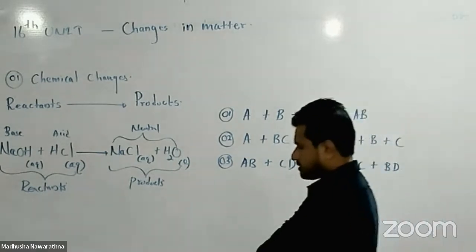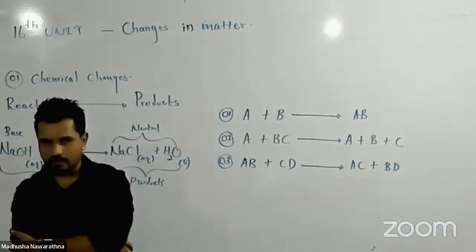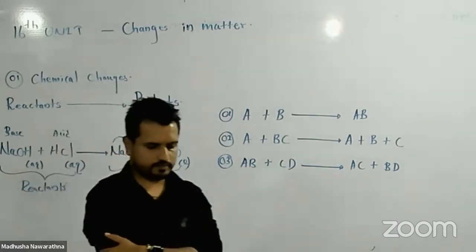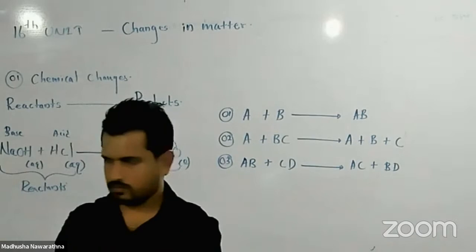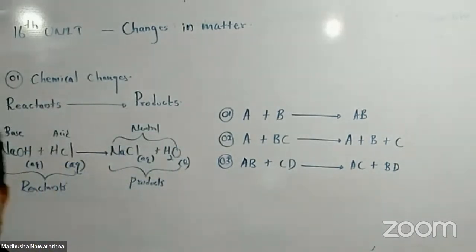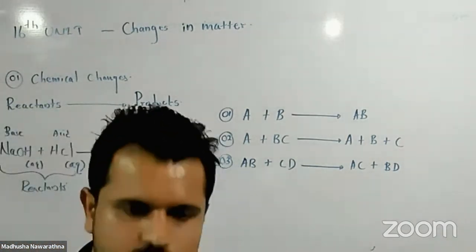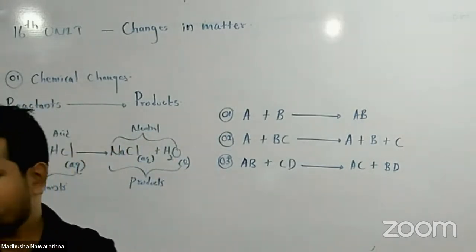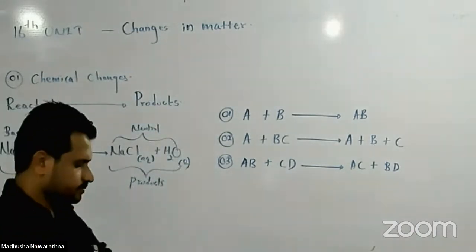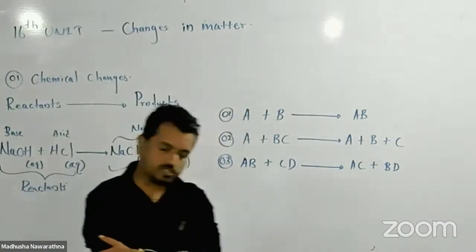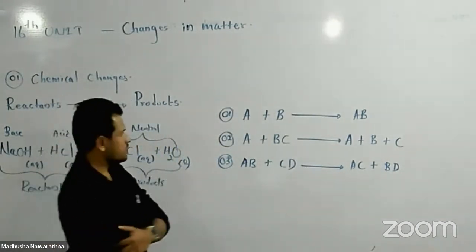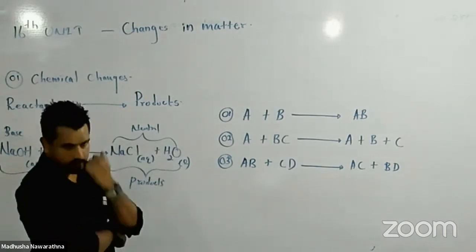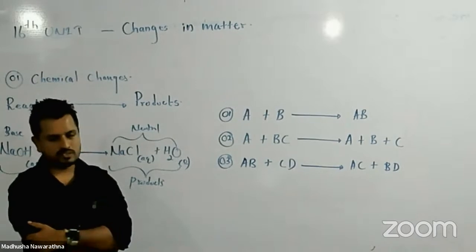formation of new substances by combination of two or more substances. You better write the first one: A plus B will result in AB.